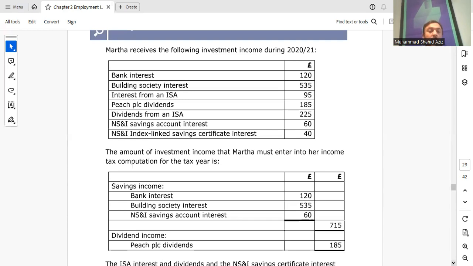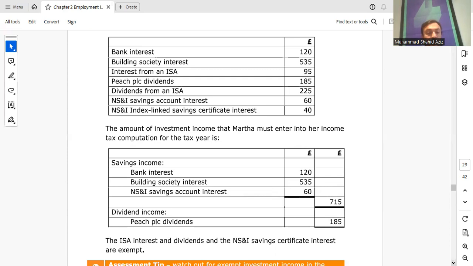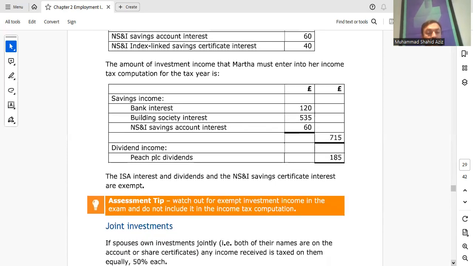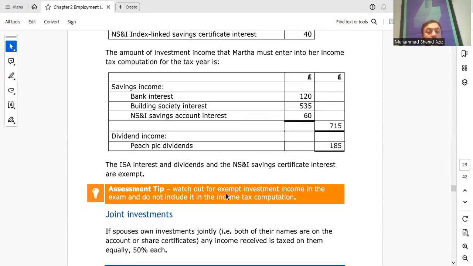In this way, if you get this question in the exam, you need to know which ones are exempt, then you don't need to add them to the income tax computation. Assessment tip: watch out for exempt investment income in the exam and do not include it in the income tax computation. Joint investments: if spouses own investments jointly, with both names on the account or share certificate, any income received is taxed on them equally, 50% each.